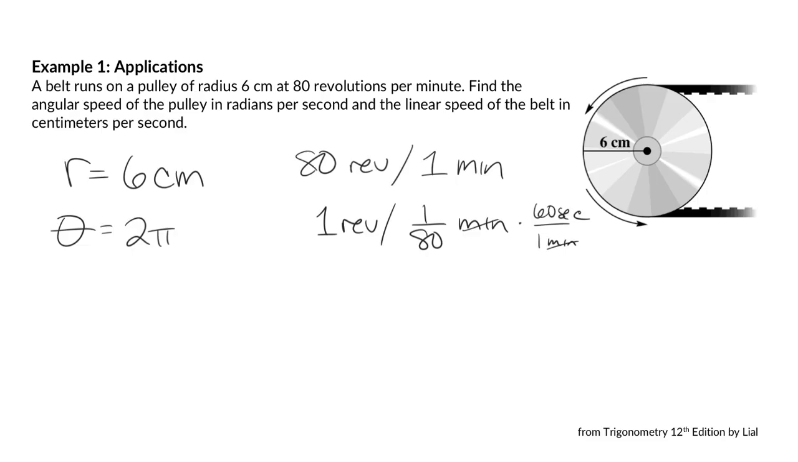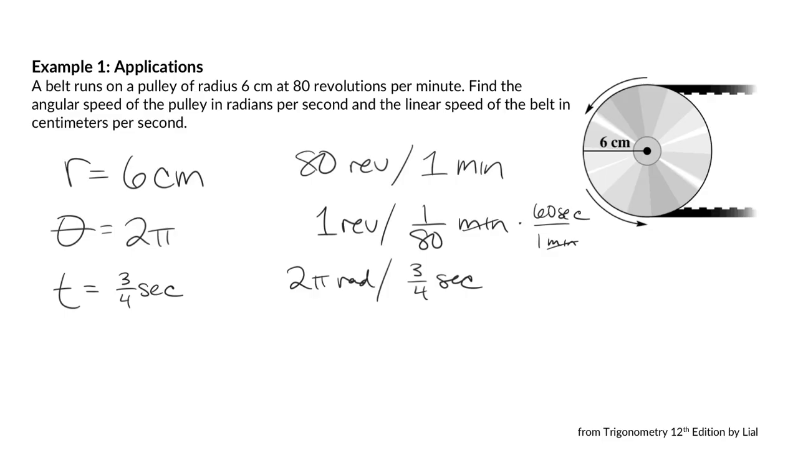And if we get 60 over 80 and we reduce that fraction down, we would find out that every 2 pi radians, which is 1 revolution, we have 3/4 of a second passing by, because 60 over 80 is 3/4. So now I know that the time for each individual rotation is 3/4 second. I'm now ready to answer the questions in this problem that ask me to find the linear speed and the angular speed. We'll go angular speed first.